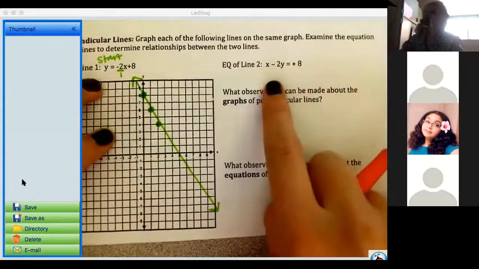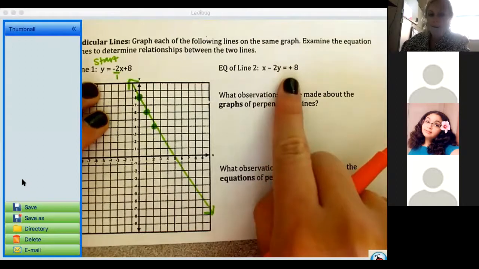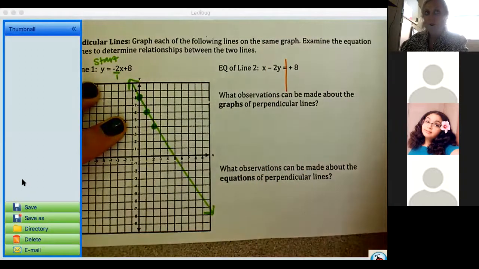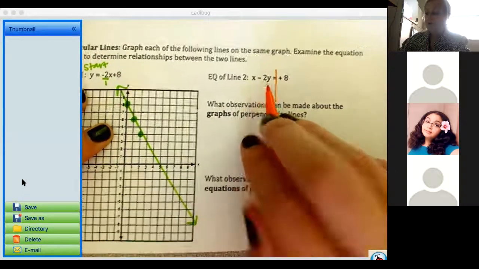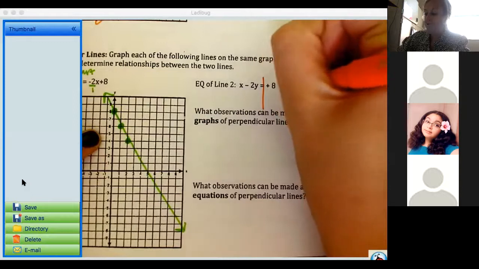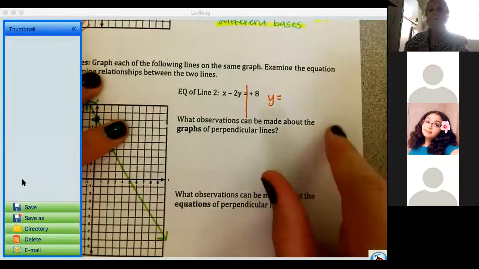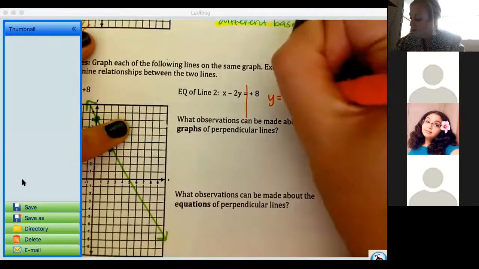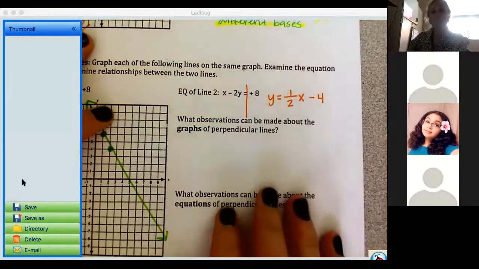All right, equation of line 2. Before we can graph this, what do we have to solve for? For y. Is everybody with me online? I'm not going to make y'all do it because that's from Friday. If you need help on that, come to office hours today, okay? But I'm going to go ahead and do it real quick for y'all. So this is going to be x minus 4.